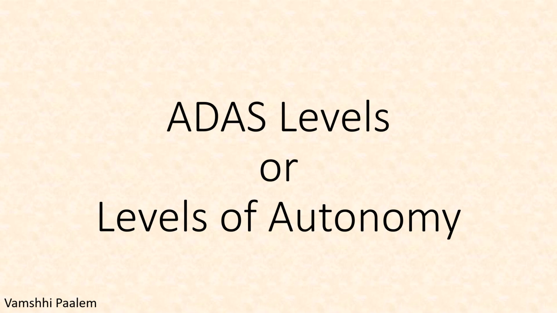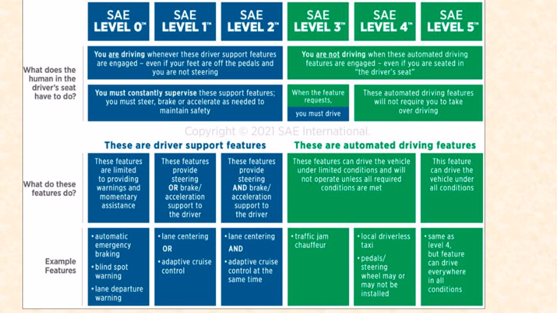Hello everybody. In this video, we are going to see the various types of ADAS levels, or levels of autonomy. All the ADAS features inevitably fall under one of these categories: level 0, level 1, level 2, level 3, level 4, or level 5. As you can see, 0 to 2 are depicted in one color and 3 to 5 in another color. I will clearly explain the reason.